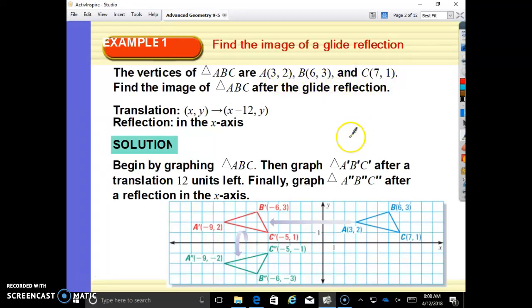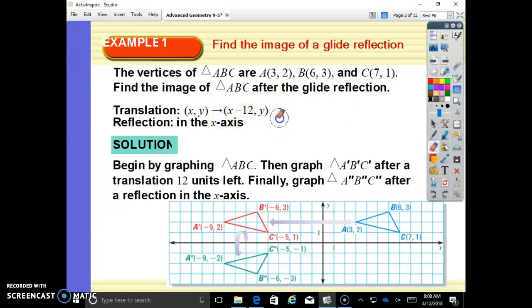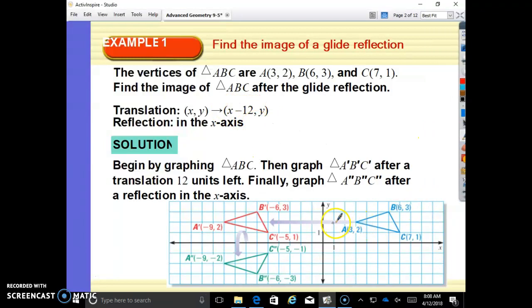And we are going to find the image after they are translated in the negative direction, to the left. So you're going left 12, and you're going up and down nothing, because it's not affecting the y value at all. So we're just going left 12. We're taking all of our coordinates and sliding or gliding them left 12. Taking our B, our x value is subtracting 12. We're going from 6 to negative 6. 6 minus 12 is negative 6. 7 minus 12 is going to give you negative 5. So we're just sliding it over left 12.